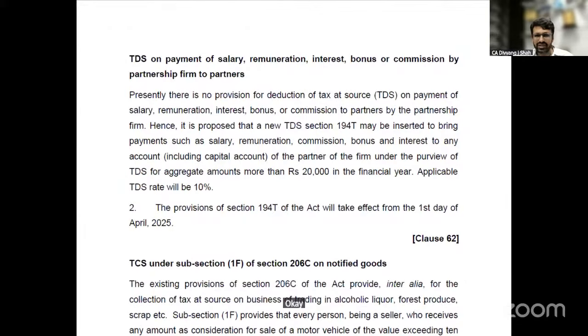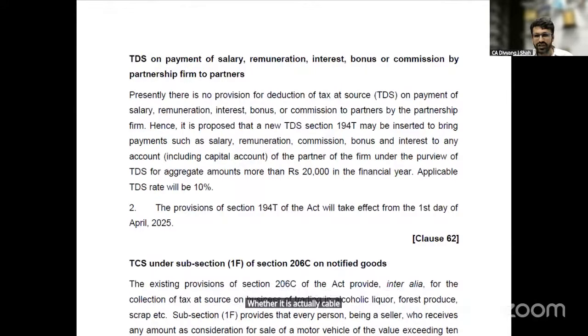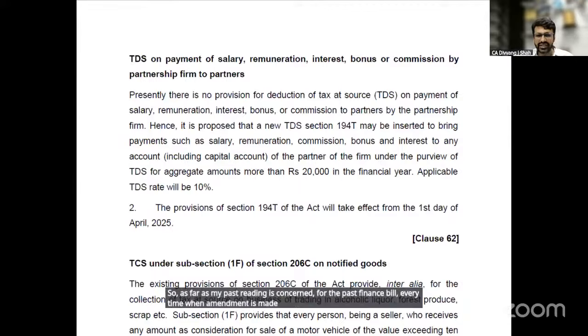Okay, on the remuneration part, if you are paying, then TDS will be 10% if it is more than 20,000. Now, this amendment is applicable from the first day of April 2025. Over here, they have mentioned only this. So lots of people had a query whether it is applicable from assessment year 2025-26 or financial year 2025-26. As far as my reading of past finance bills is concerned, every time an amendment is made in context to TDS, it is applicable from that date. So it is basically from the first day of April 2025, financial year wise.